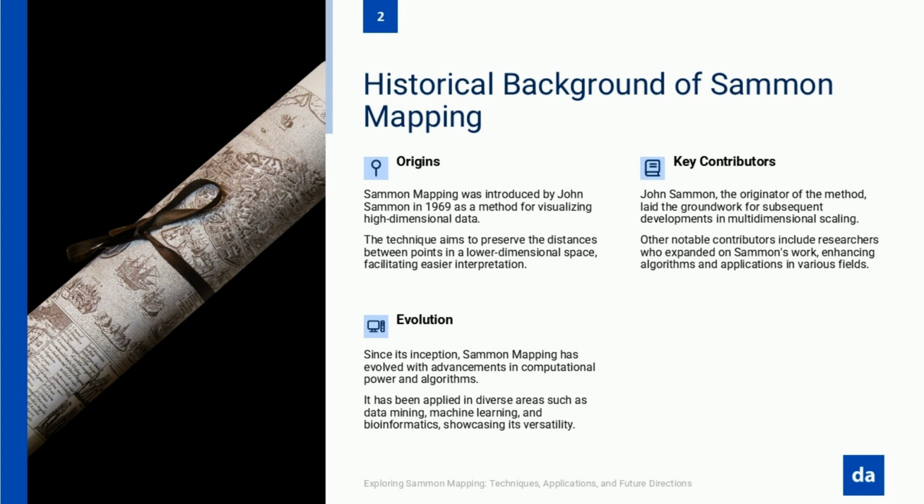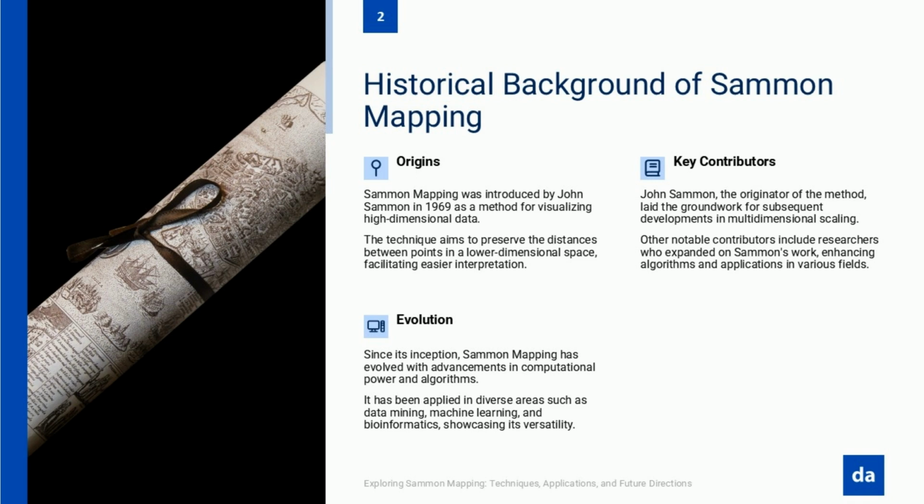To understand why Sammon mapping is such a game changer, we need to rewind to 1969 when John Sammon introduced this technique to the world. Back then, the world of data analysis was growing fast, and researchers were searching for ways to make sense of high-dimensional data without losing essential information. Sammon's breakthrough was in developing a way to preserve relative distances between data points while reducing dimensions.